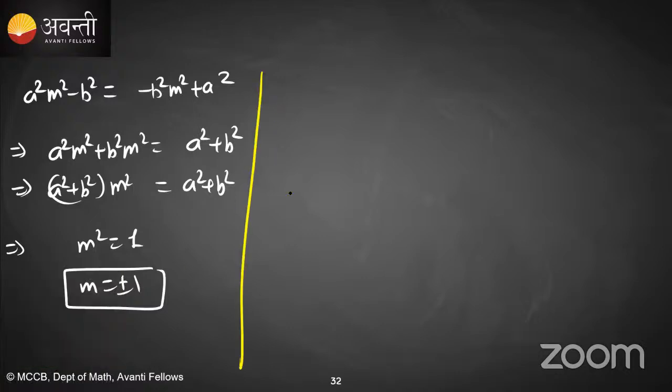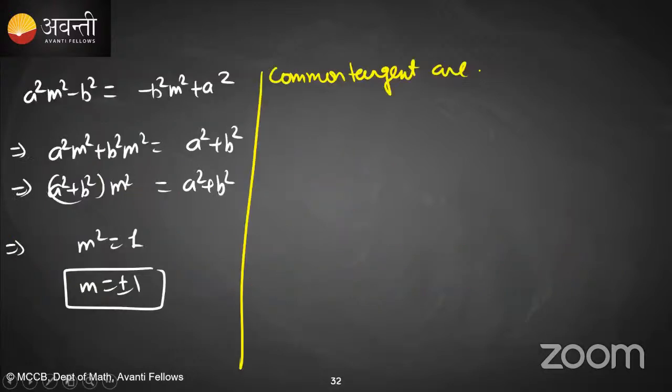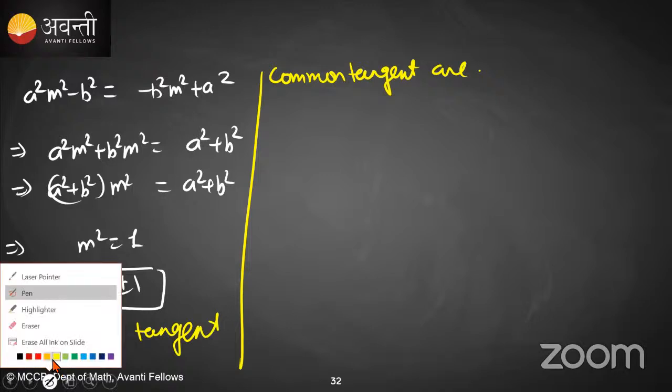So how many common tangents do we get? The common tangents are, you can substitute this m plus minus 1 in either the first equation or the second equation. From both you will get the same equation. Yes or no? So for one slope you get two tangents, right? So for two different slopes you will get four tangents. It means we are getting four common tangents. Clear everyone?